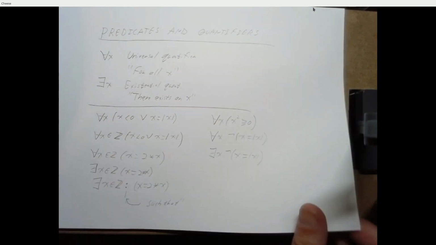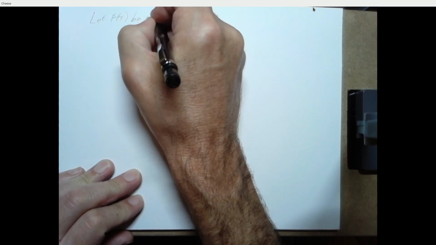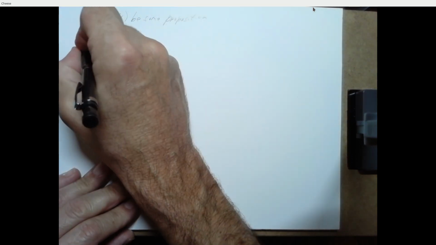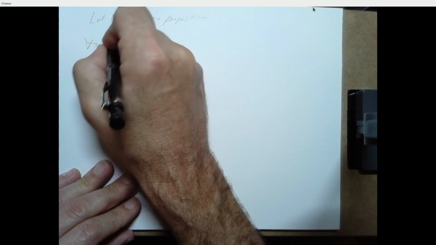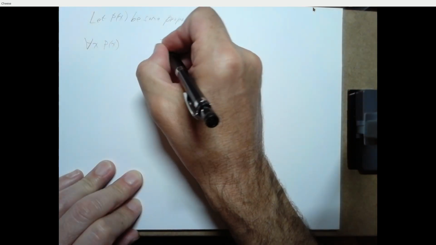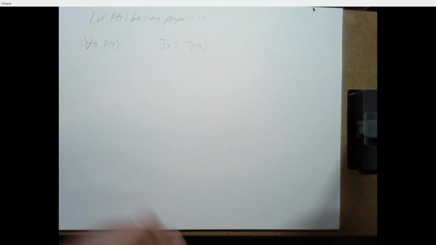All right, now we can apply operations to these quantifiers and start to get even more propositions out of it. So suppose let P of x be some proposition. And suppose we have the proposition for all x, P of x. Well, the negation of this proposition is the following: there exists an x such that not P of x.